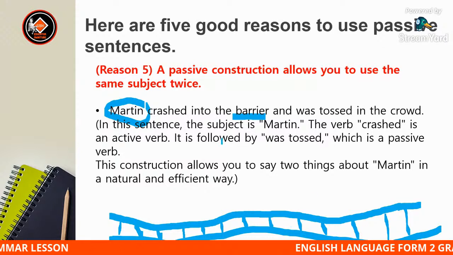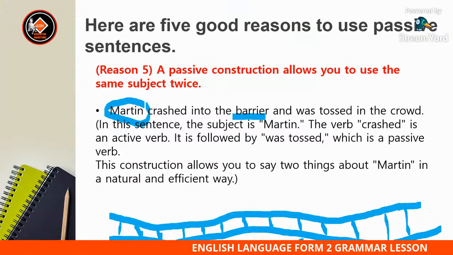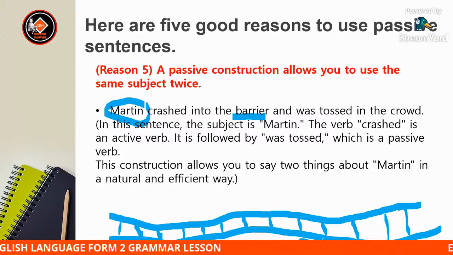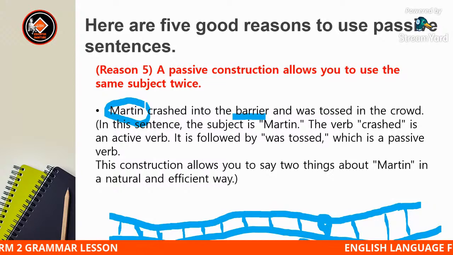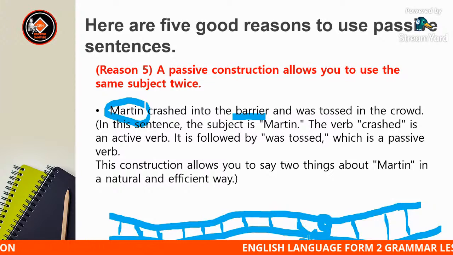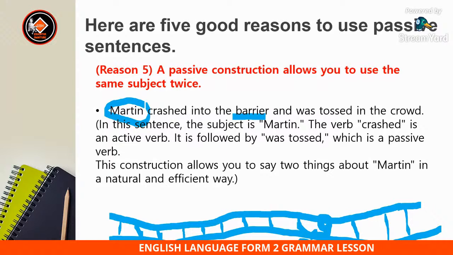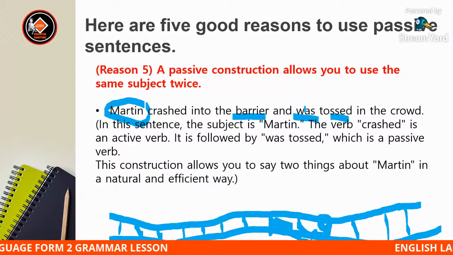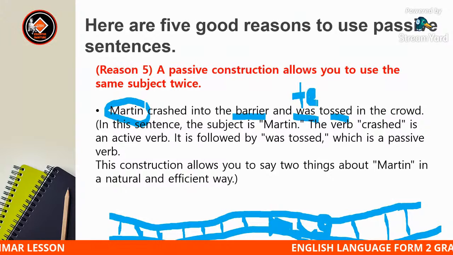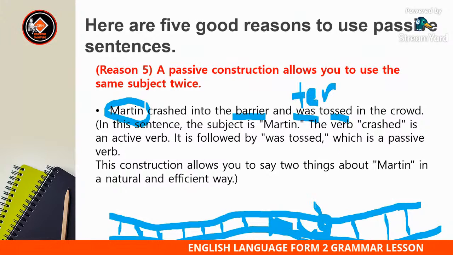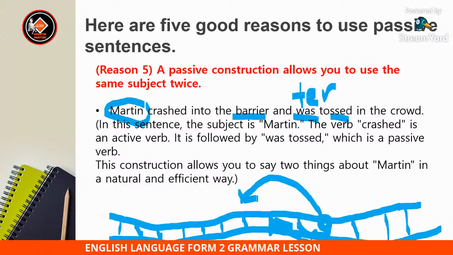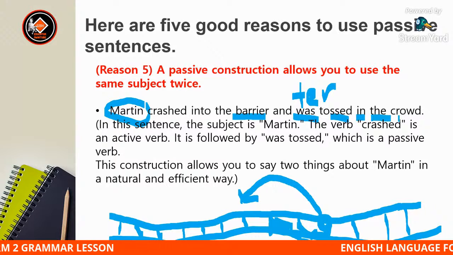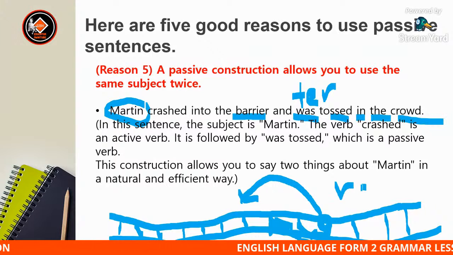So for example, Martin crashed. Let's look at Martin here. For example, there is a motorbike here. Martin is riding a motorbike, right? So he crashed, dia langgar ini. He crashed into the barrier and was tossed, terpelanting. So he was tossed. Where was he tossed? Dia terpelanting ke mana? Tossed in the crowd.